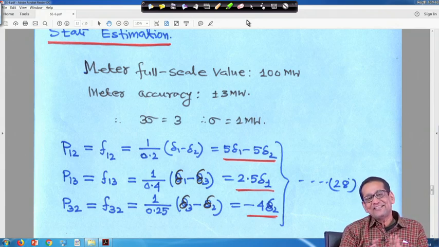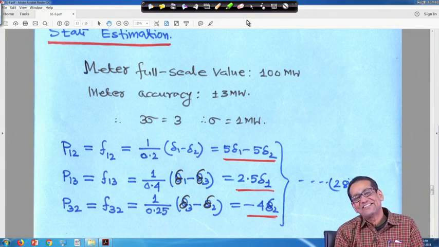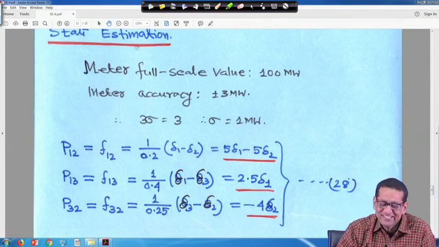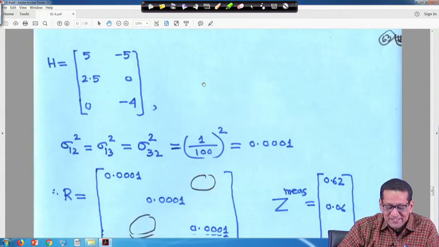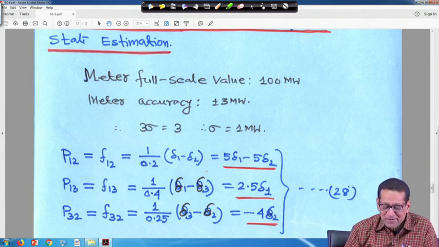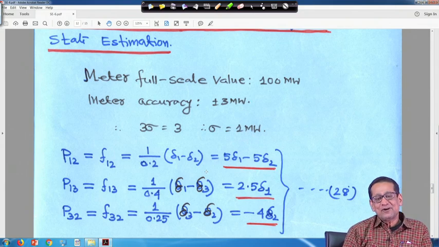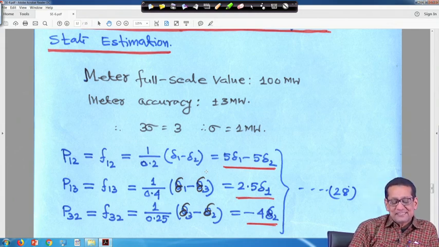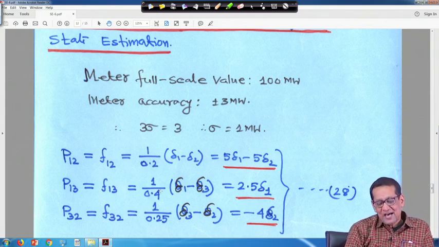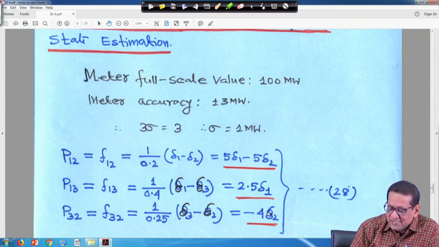The only thing is regarding that R: initially I saw it as R actually, but it was R inverse, right. Other than that, all the notes, everything is correct to the best of my knowledge. So, the question is that similarly F13 is 1 upon 0.4 times delta 1 minus delta 3, but delta 3 is a slack bus, so delta 3 is 0. So, it is 2.5 delta 1, and F32, that is nothing but F3, that is P32, it is 1 upon 0.25, because x32 is 0.25, x13 is 0.4, all these parameters we took initially. Delta 3 is 0, so it will be minus 4 delta 2.